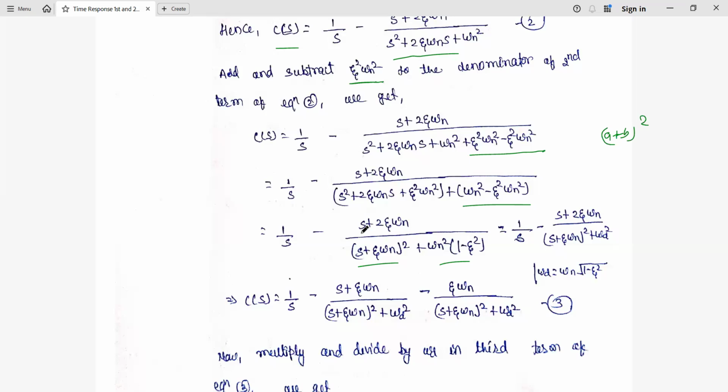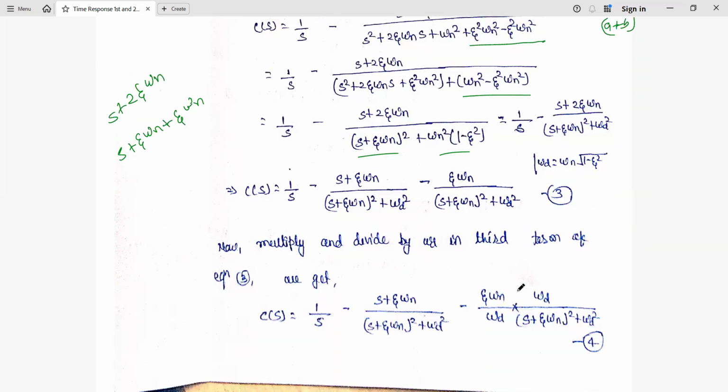So finally, this can be written as S plus 2 into damping ratio omega n, written again as S plus damping ratio omega n plus damping ratio into omega n. On that basis, here we are getting 3 terms. Now, this third term is multiplied and divided by omega d.